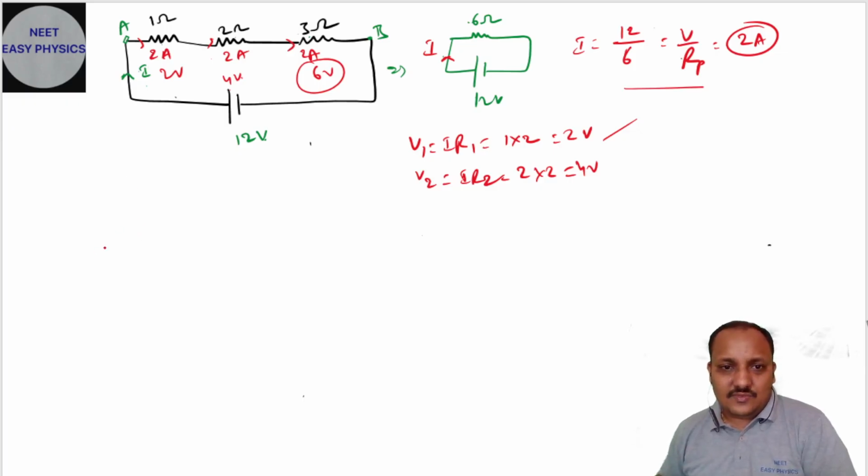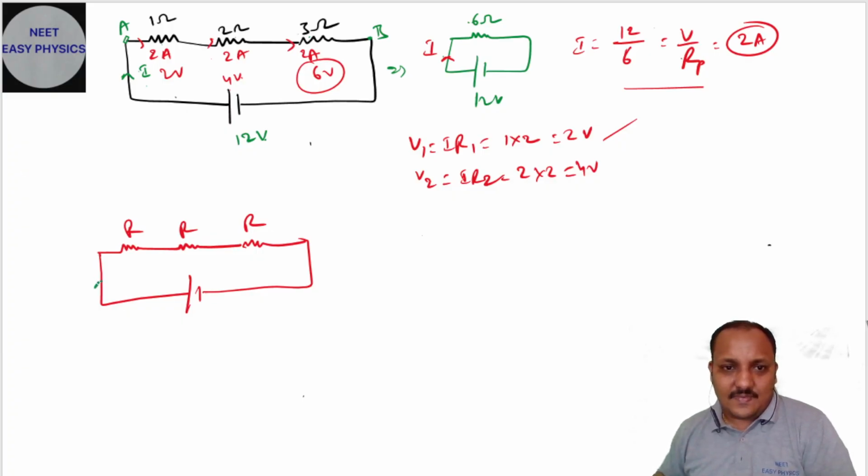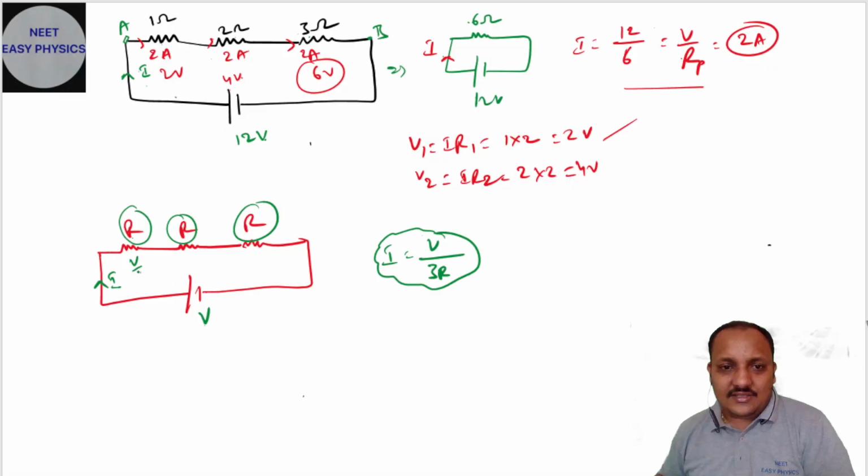The next one, they will give like this. So I'm giving equal resistance. Now what is the current passing through this? What is the current passing through this means I is equal to V by these resistors connected in series. So V by 3R. Now what is the voltage across each resistor? Whenever resistors are equal, then this voltage will divide equally. That is nothing but V by 3, V by 3, V by 3.